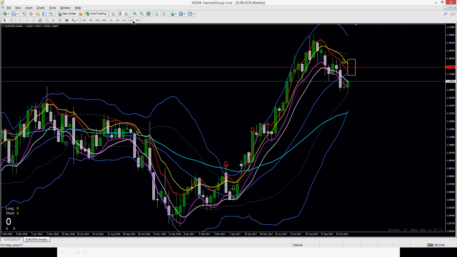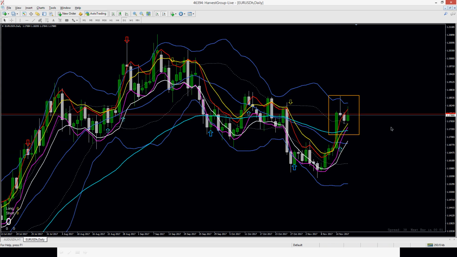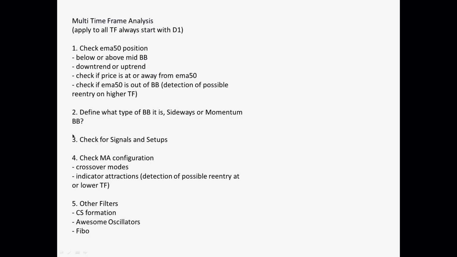Okay, let me go to weekly now. If you can see on a weekly basis, it looks like it is a re-entry. But before we go forward, we'll stay in the daily first. We already know that MA50 is above mid BB, which shows that there's a potential downtrend on the lower time frame, and the price is at MA50, which indicates that there is a setup on a higher time frame, which is weekly.